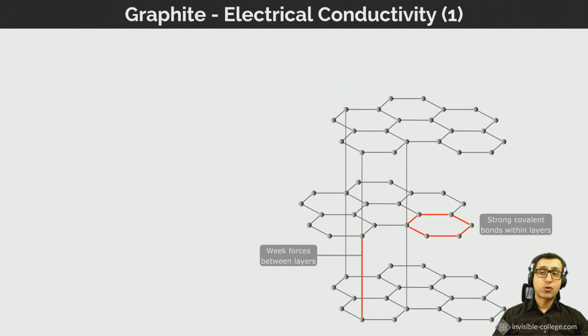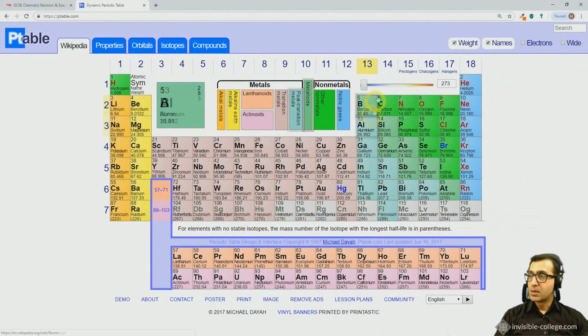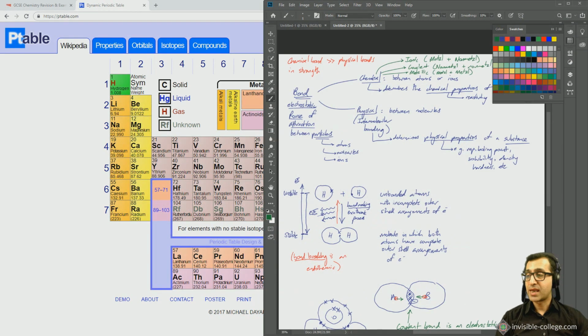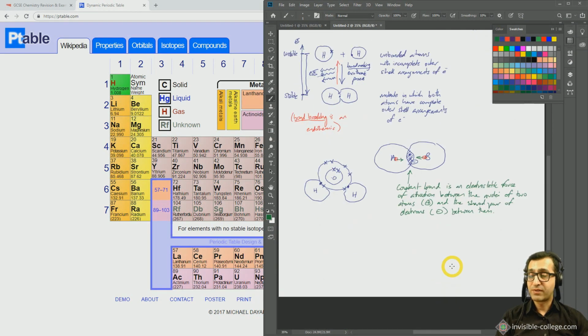So I mentioned that graphite is electrically conductive, which is rather unusual for a pure non-metallic element. The reason why it's electrically conductive has to do with the way that these atoms are arranged in these hexagonally arranged layers. Carbon, if we take a look at the periodic table here, is in group 4 and in period 2 of the periodic table. If we were to use that information to construct a dot and cross diagram of the arrangement of electrons in a carbon atom, we would arrive at something like this.